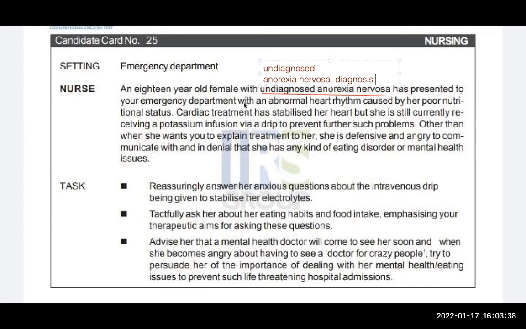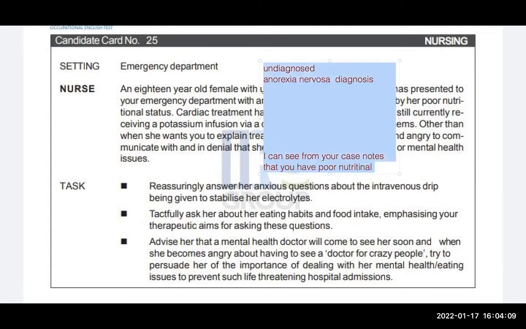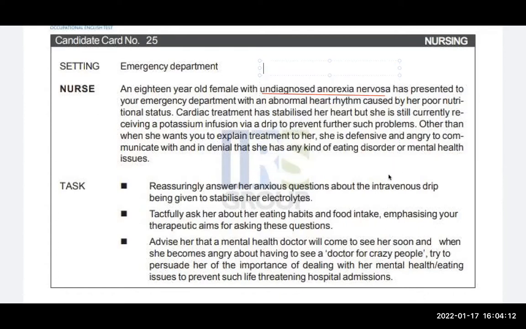Anorexia nervosa has presented to your emergency department with an abnormal heart rhythm caused by poor nutritional status. तो ये आपको केस नोट्स में मिलते हैं. तो इस लाइन को आप ऐसे बोल सकते हो, I can see from your case notes that you have poor nutritional status, and that is why you were admitted to the hospital in the emergency ward with abnormal heart rhythm. तो इसको कैसे बोलना है, I can see from your case notes. ये लाइन को भी हमेशा यूज करो. You are basically not eating well.